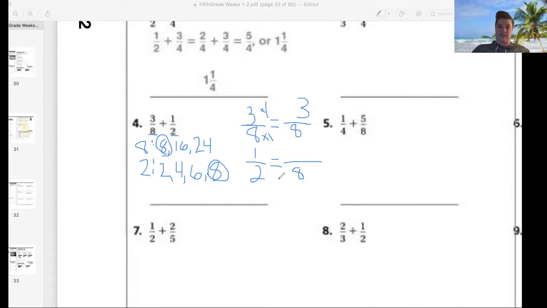And then the second one, I have 2. 2 times what gets me 8? That would be 4. And then I have to multiply by the same thing on the top, so times 4. And 1 times 4 is 4. So I'm really doing now, if I rewrote my problem, even though I'm running out of room, I'll erase it in a minute, 3/8 plus 4/8.